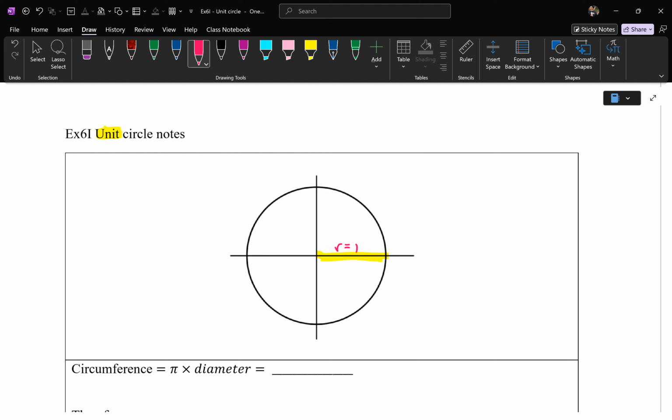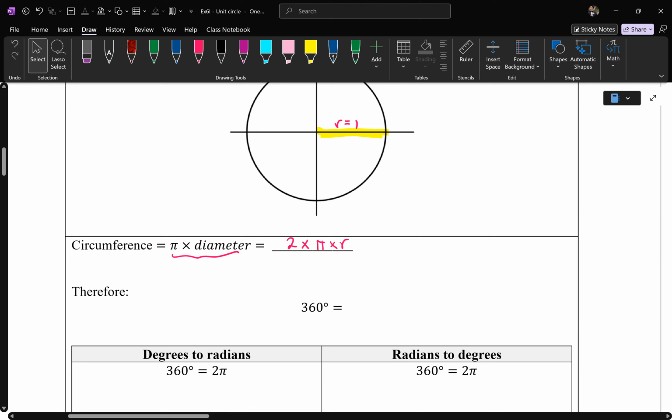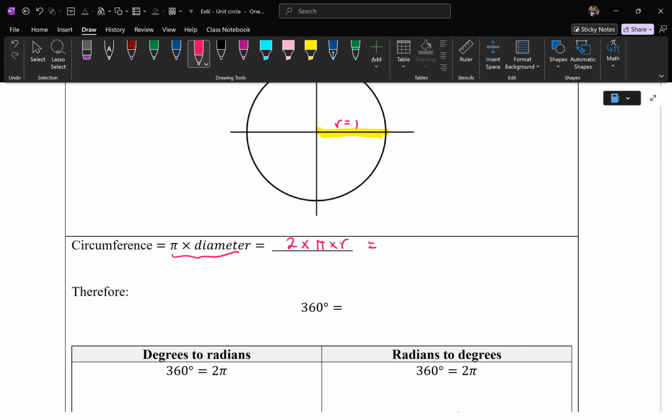our previous understanding. We understand that if I know the radius, I can also find the distance around the circle. Now, the distance around the circle is called the circumference. To find the circumference, we know it is pi times diameter or 2 pi r. So 2 times pi times the radius, fill that in. But if the radius is 1, then the circumference must then be what? 2 pi, because r is 1.